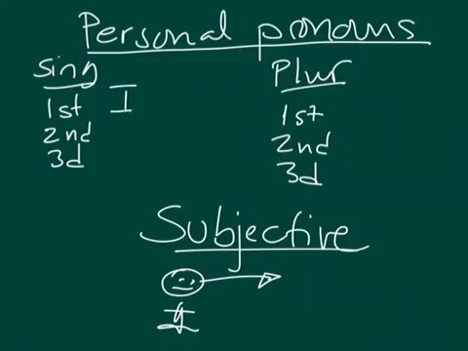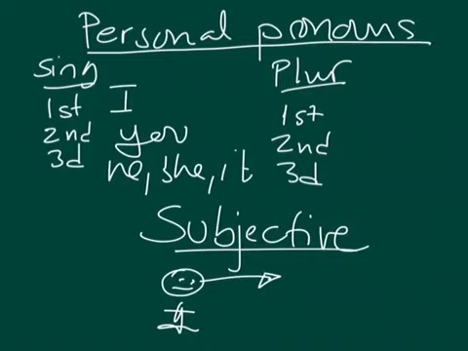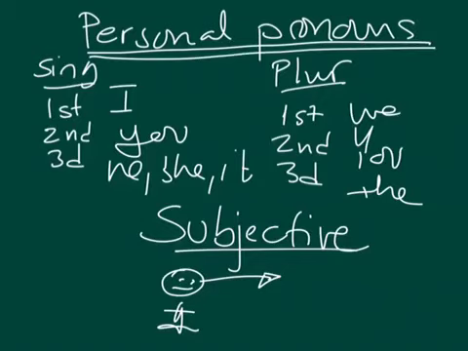That's why it's I, as I said to you before, you, he, she, it, because it's all subjective form. And we, you, and they. But then you have personal pronouns, singular, first, second, third, plural, first, second, third, but from an objective point of view. Let's look at that.